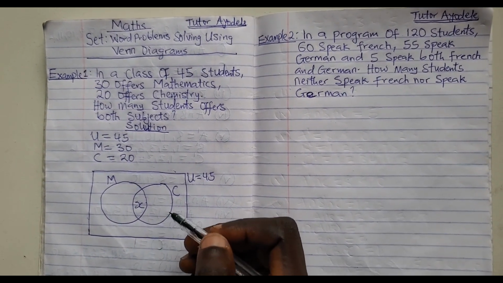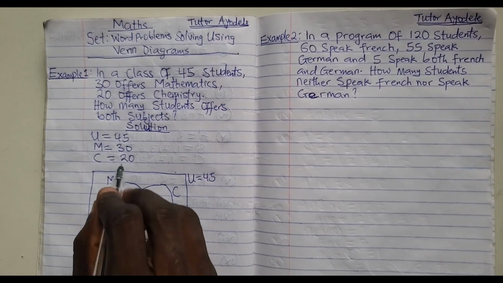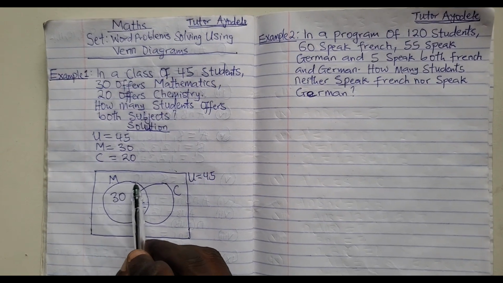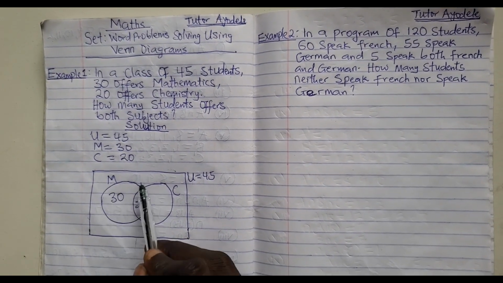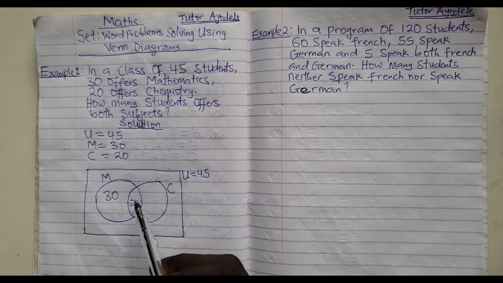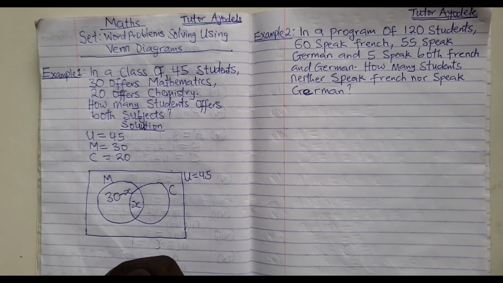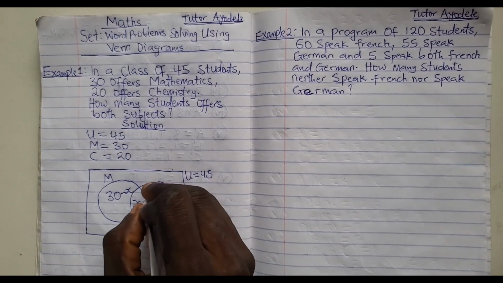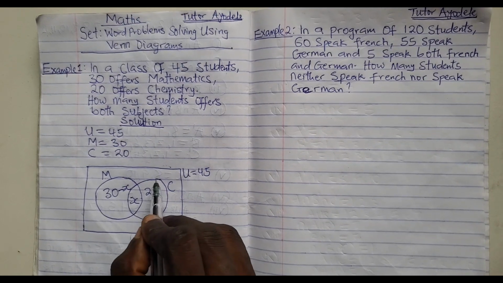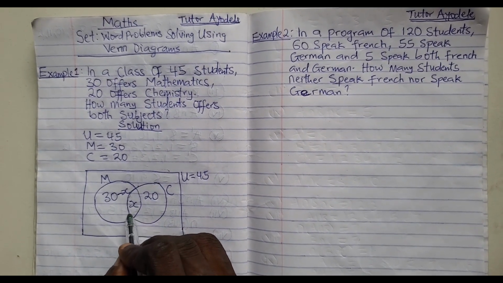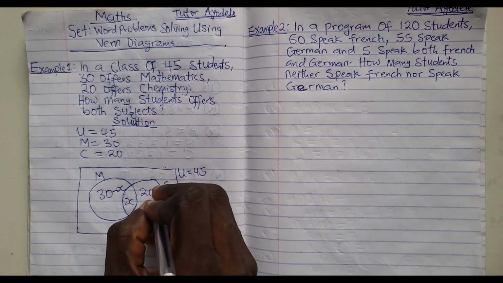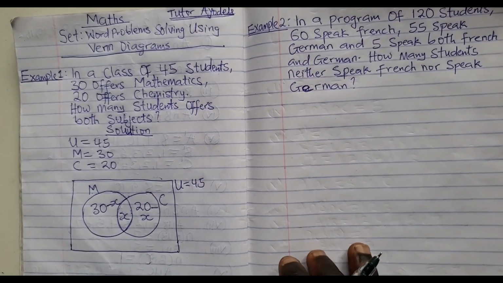So our mathematics is 30. But if you trace this shape of mathematics, you see that it's no longer a complete 30, because we have cut this part out, represented as x. So it will now be 30 minus x. For chemistry, the whole entire chemistry is 20, but it's no longer complete because we have cut part of it, represented as x. So this will be 20 minus x. I hope you are following.